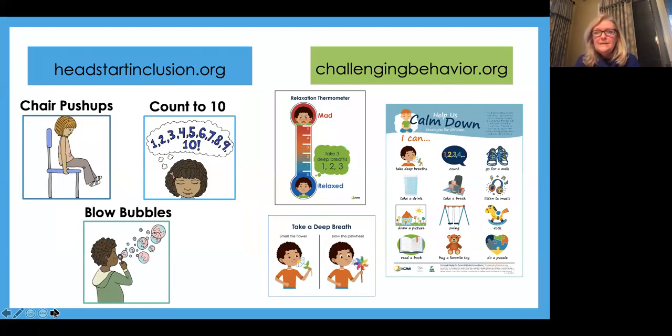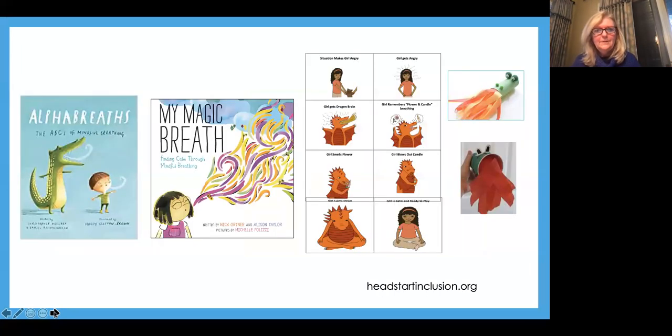Again, on the Head Start Center for Inclusion, there are some self-regulation visuals. We want to give children those strategies. On the Challenging Behavior website, there are all sorts of resources around strategies that we can give children as they're learning to manage those emotions, as well as reading different books that give children ways to calm their body. If they're into dragons, on Head Start Inclusion there are little visuals for a dragon girl and a dragon boy, with that same idea of taking breaths, blowing out like something's on fire.